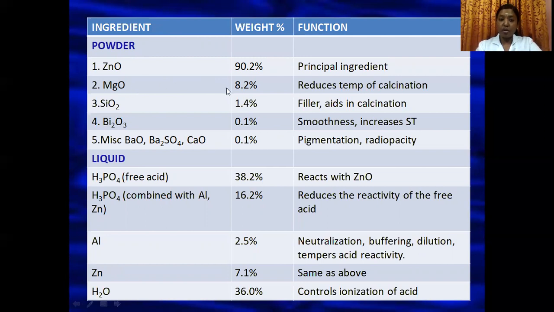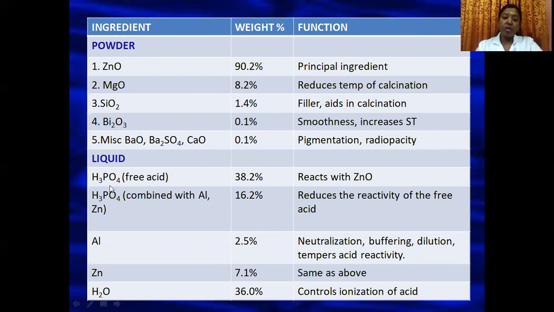Then you have your magnesium oxide, which is around 8.2%, which reduces the temperature of calcination. Then you have your silicon oxide, which is the percentage of 1.4%, which acts as a filler and also aids in calcination. Next is your bismuth trioxide, which is around 0.1%, which gives you a smooth mix and increases the setting time. And then you also have your miscellaneous compounds like barium oxide, barium sulfate, calcium oxide, and that's the same percentage, 0.1%, mainly for pigmentation and radio opacity, so that it is visible as a white image in the X-ray. You can see it in the X-ray.